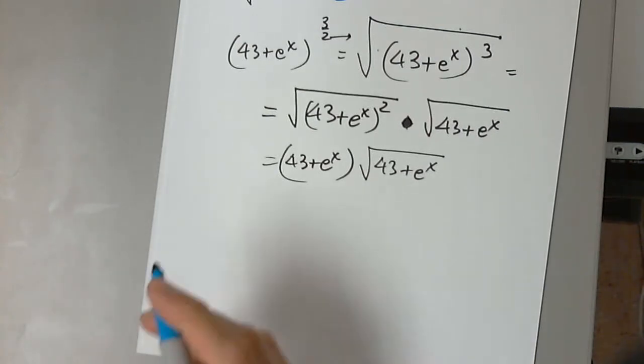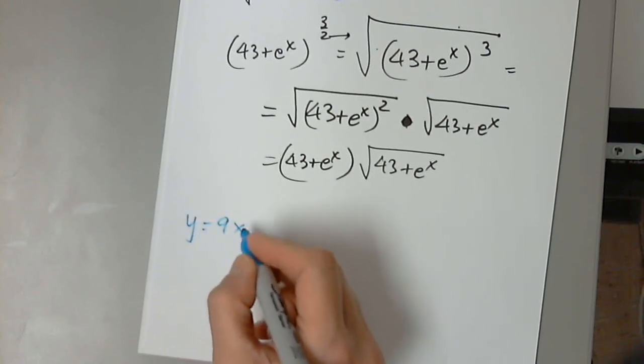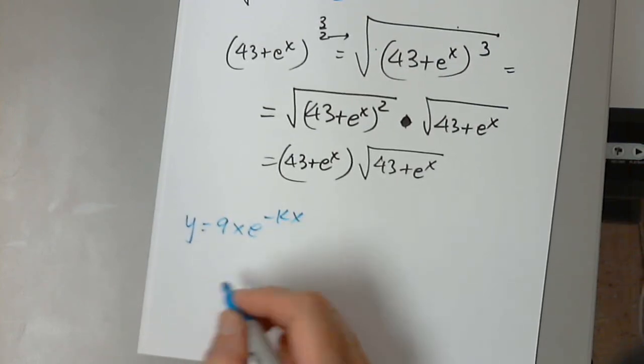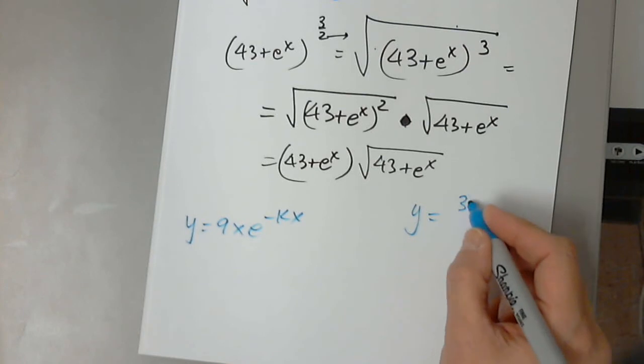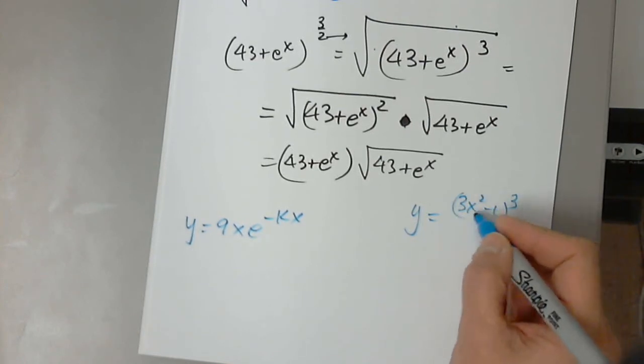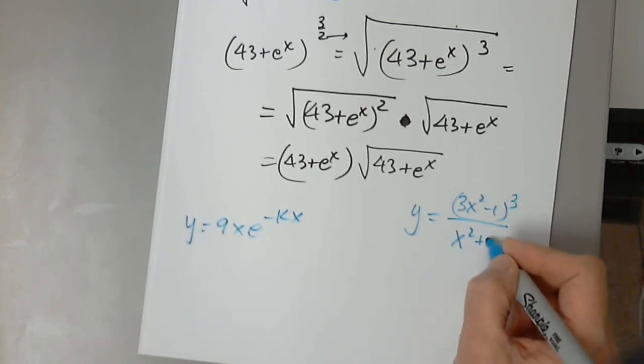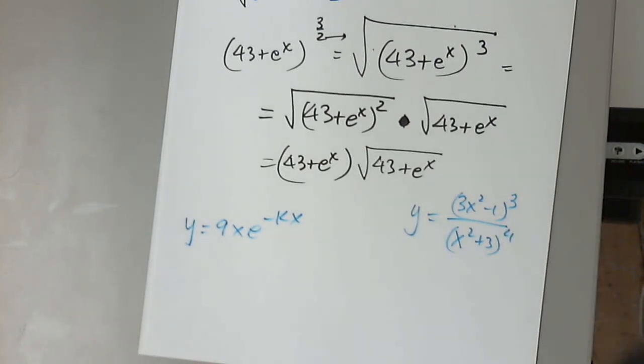So G, y equals 9x e to negative kx. And I'm going to copy y, which is 3x squared minus 1 to the third, divided by x squared plus 3 to the fourth.